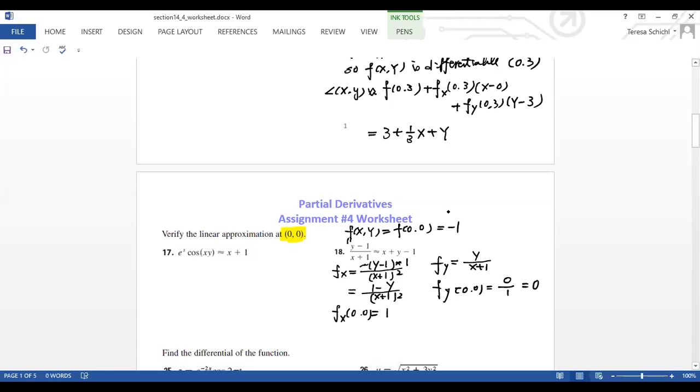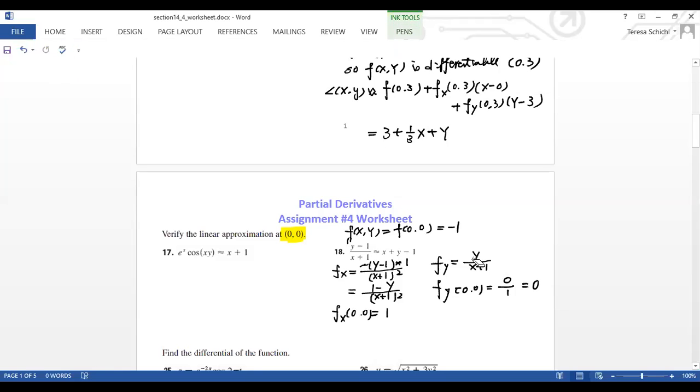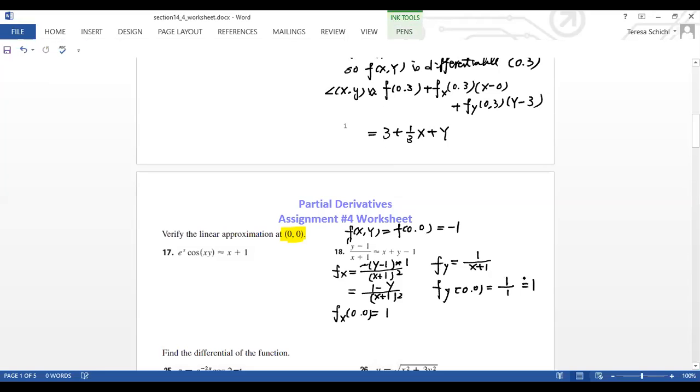Okay, so I did not do the derivative correctly. For the partial derivative of y, I need to take the derivative of y, so it's 1, right? So it's 1 here. Okay, so it's 1. Now I can use my linear approximation, right?